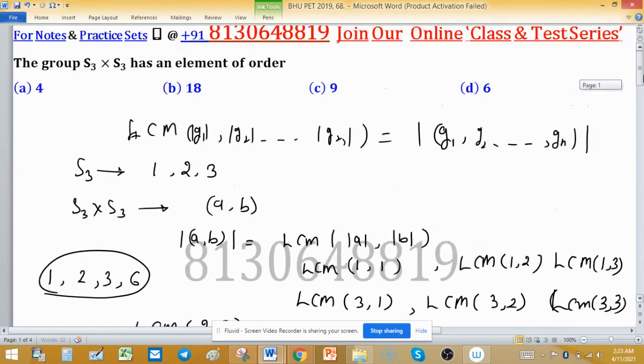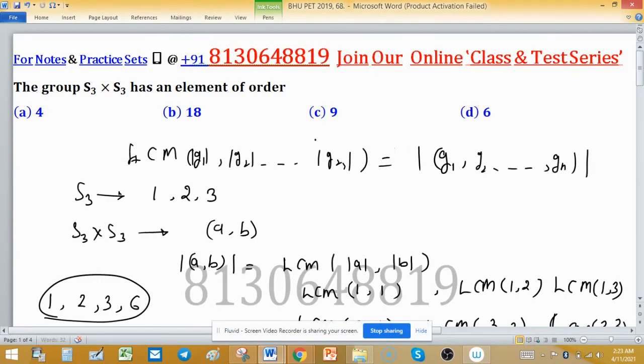So a possible order of an element here is 6. So option D is correct. The order of an element in the direct product S3 cross S3 can never be 18, 9 or others. So option D is correct.